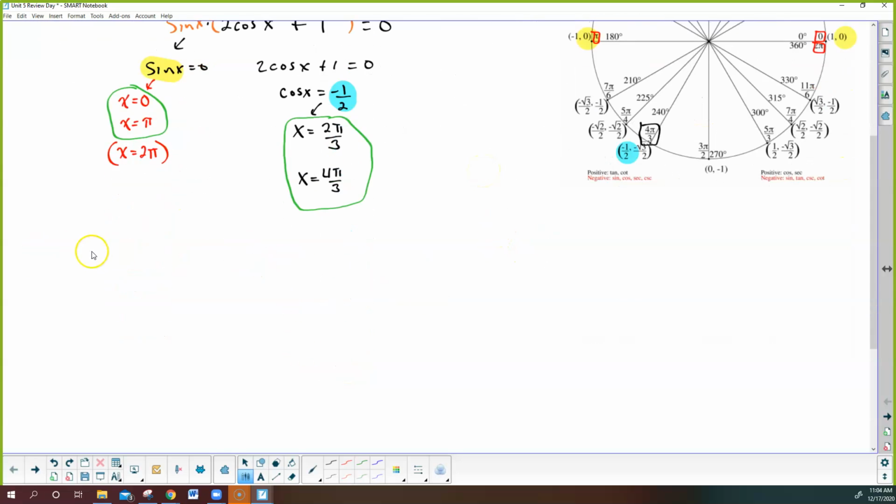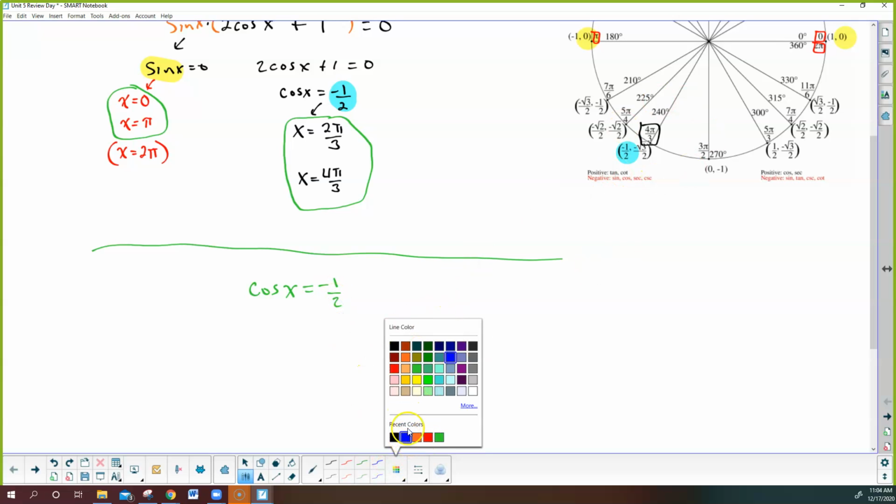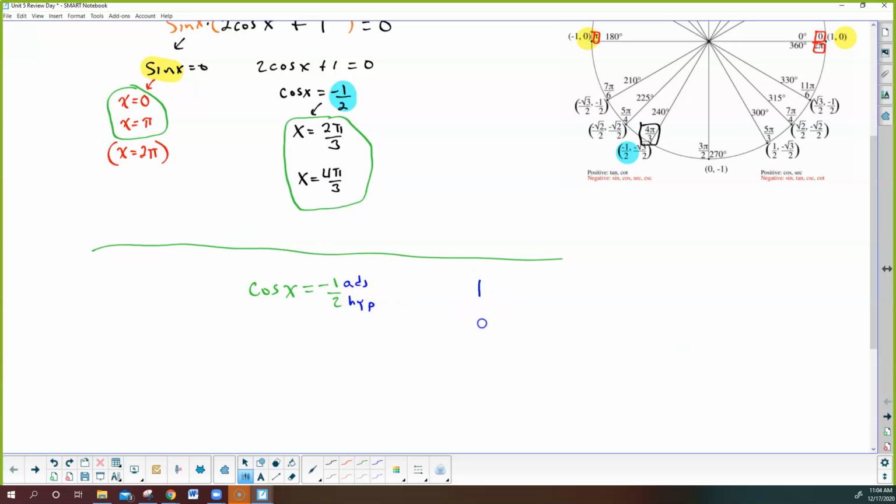Okay, really quick, kind of a side note. How would I do cosine of x equals negative 1/2 if I didn't have the unit circle, I didn't have it memorized? Here's how I think of it. SOHCAHTOA, right? Cosine is adjacent over hypotenuse. So if the adjacent is -1, that means I'm going to go to the left 1, and then the hypotenuse would be 2. Well, cosine is negative in quadrants 2 and 3.